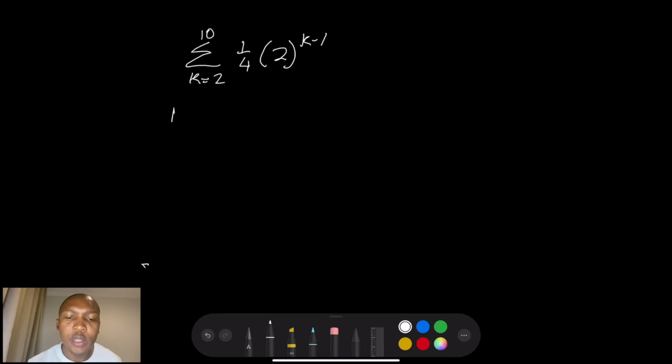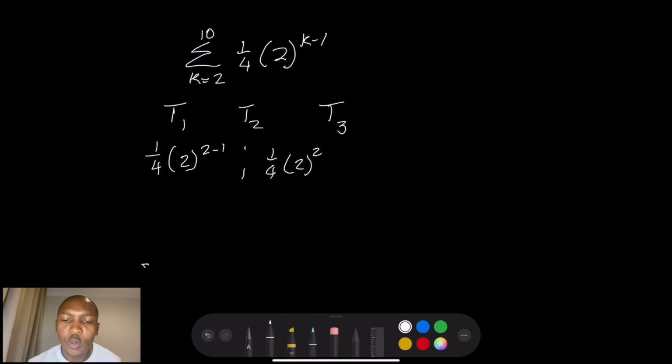So let's start with term 1, term 2, and term 3. For term 1, we've got 1 over 4 into 2 to the 2 minus 1. So that's 2 minus 1. And then for term 2, that's 1 over 4 into 2 to the power of 2.